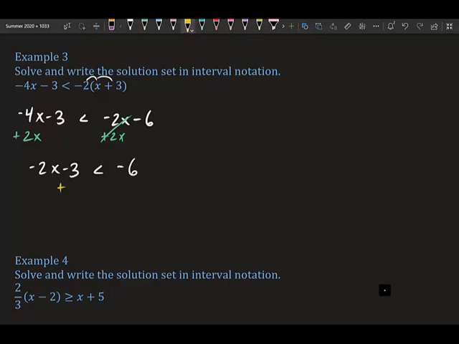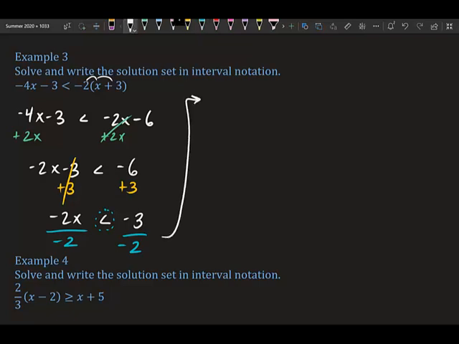Now we're going to add 3 to both sides. And when we do, we have negative 2x is less than or equal to negative 3. And then we have to divide by negative 2. When you divide by a negative and there's an inequality sign, do you remember what we need to do? We need to flip it. So we have x is greater than 3 over 2.